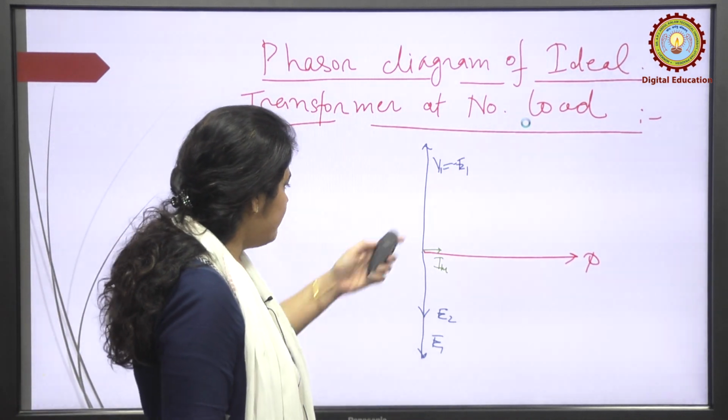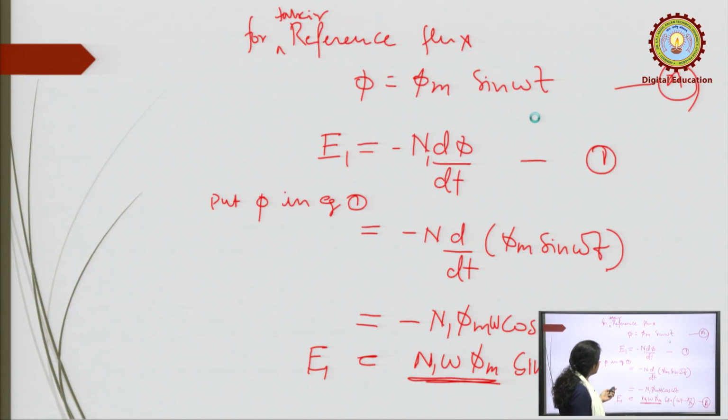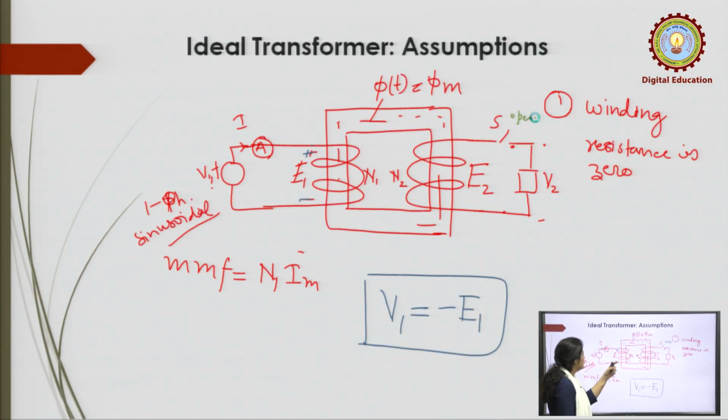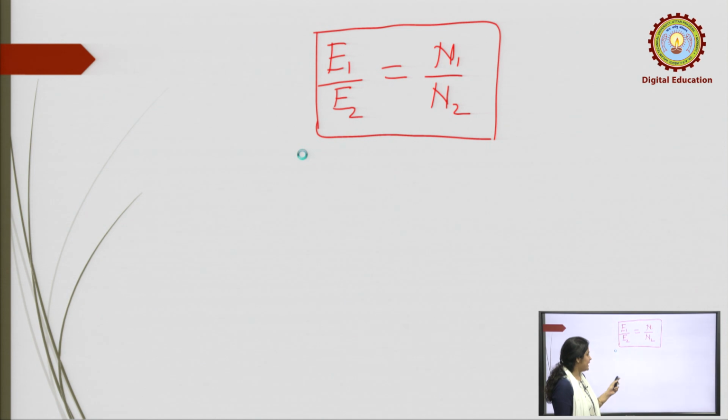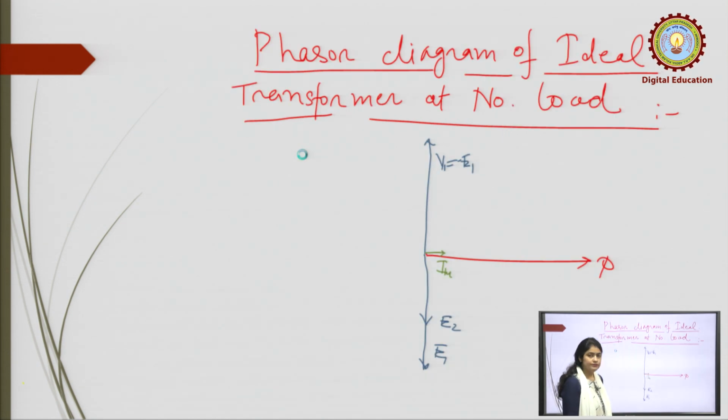And what about V1? If you see the transformer diagram, the polarity of E1 is such that this becomes positive and this becomes negative because of Lenz's law. It must be produced in such a way that it opposes the cause of production, and it must satisfy KVL. So, V1 must be equal to minus E1. So, this is the phasor diagram at no load.